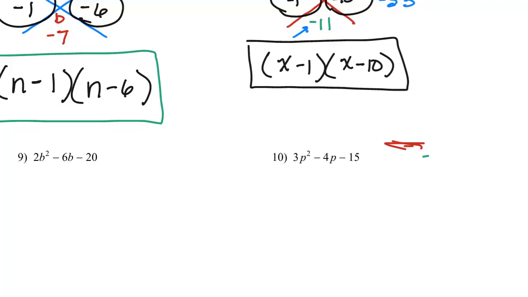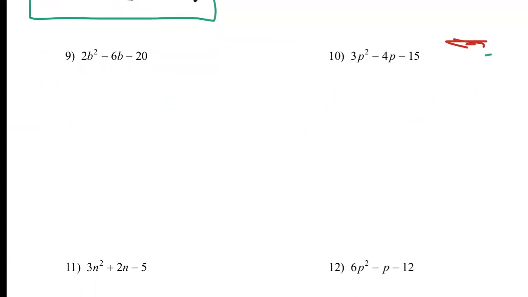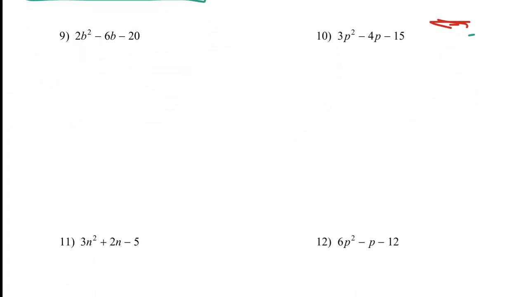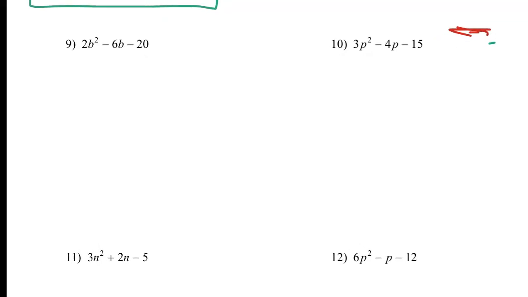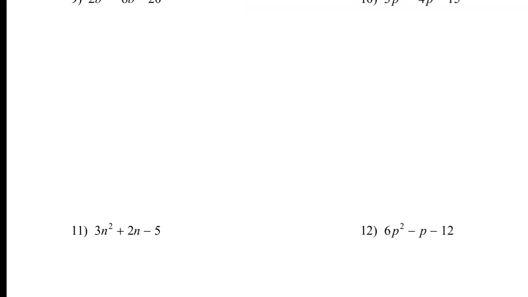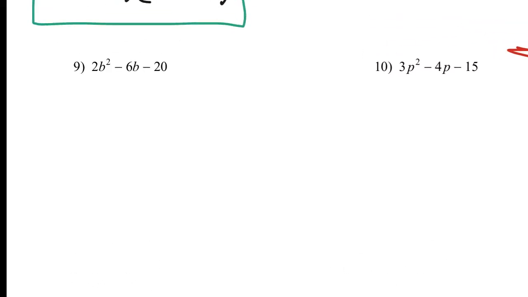All right, let's go to the next 2. 2b squared minus 6b minus 20. What should I look for first? GCF. All right. Look at your smallest coefficient, 2. Does 2 divide into negative 6 and negative 20? It does, yes. So we need to factor that 2 out. Put that out in the front.